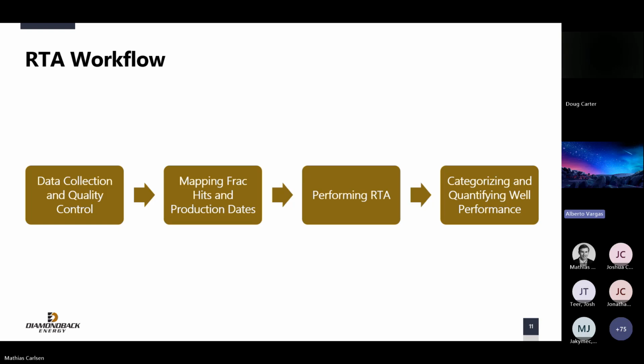In this work, we used Whitson. In my view, Whitson doesn't just raise the bar of RTA, it redefines it.